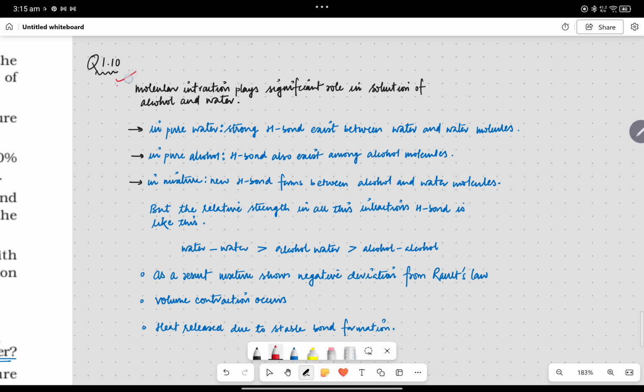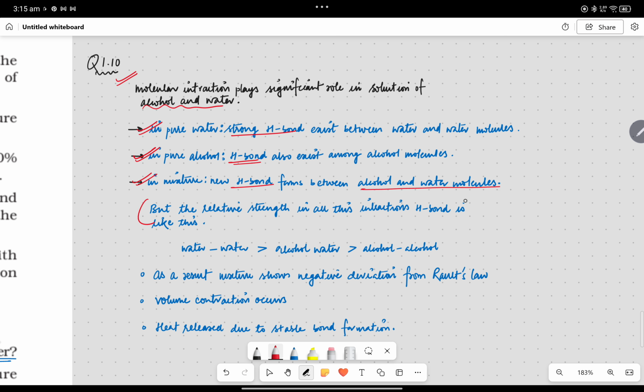So first of all, write that molecular interaction plays a significant role in a solution of alcohol and water. When you look at pure water, a strong H bond exists between water-water molecules. Then second, in pure alcohol, H bond also exists between alcohol molecules. And in the mixture also, the H bond exists between alcohol and water molecules.